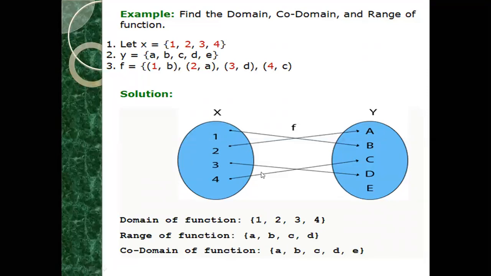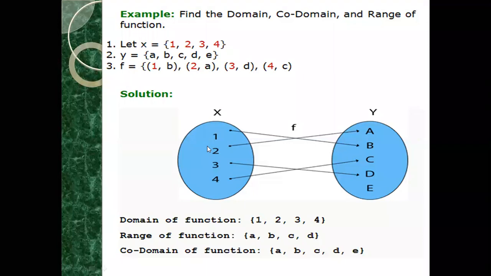Okay. So in this mapping, what is the domain of the given function? X is the domain and Y is the codomain, and the range is a subset of the codomain. So here the domain of the function is 1, 2, 3, 4. Range of the function is the related elements of X. So 1 to A, 2 to B, 3 to C, 4 to D. So A, B, C, D is called the range.